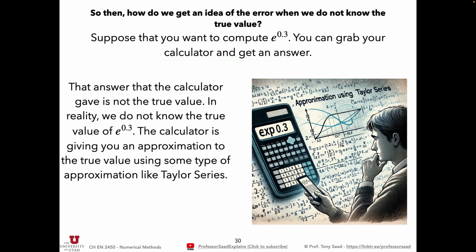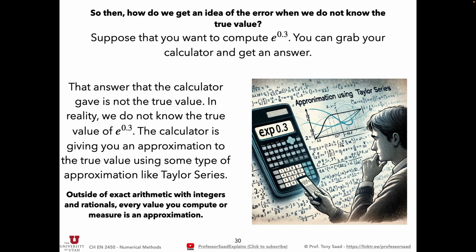Just think about it. How does the calculator compute e to the 0.3? What is e? How do you compute an exponent? There's something going on in the background that is converting that exponential into something that is fundamentally just additions and multiplications, something much simpler, something that we can actually do by hand. So nobody can do e to the 0.3 by hand. How do you do it? So the calculator is giving you an approximation to the true value using some type of approximation actually called the Taylor series. Okay? And here's my punchline.